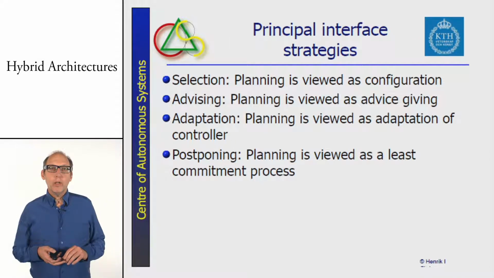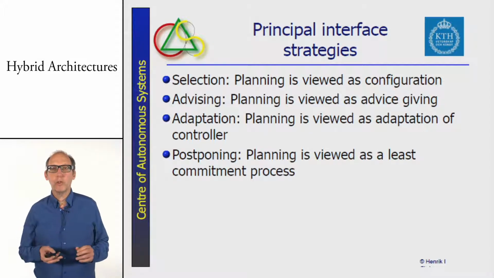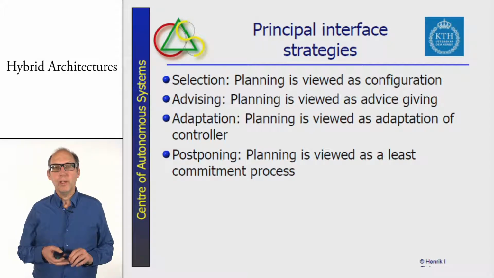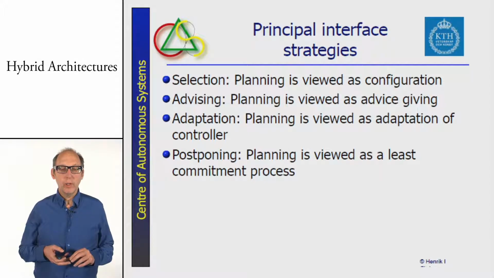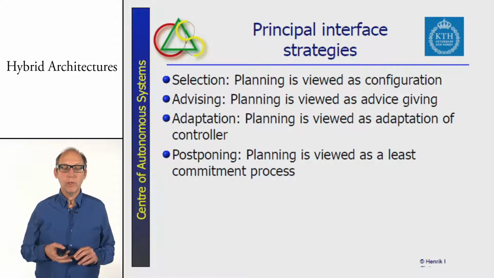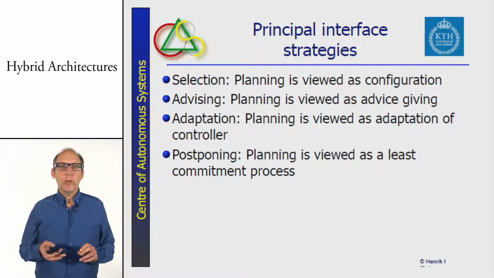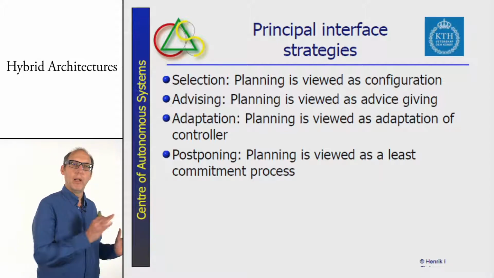So you can combine it in three different ways, but for all of them you need a slightly different interface strategy. The first one is that you see planning as a way of configuration, of how your behavior-based system works. The other way is advisor, where you see the planning as a sort of sensor that gives advice if it's better to go left or right.